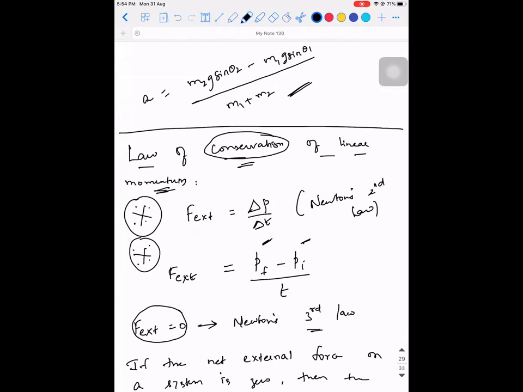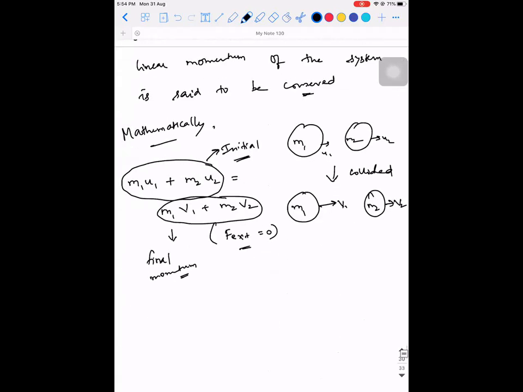Yes, sir. Thank you, sir. So it's final momentum like this. So this is the concept base. So tomorrow we will start the class with problems based on conservation of linear momentum, and then we'll proceed to the next part of this chapter.